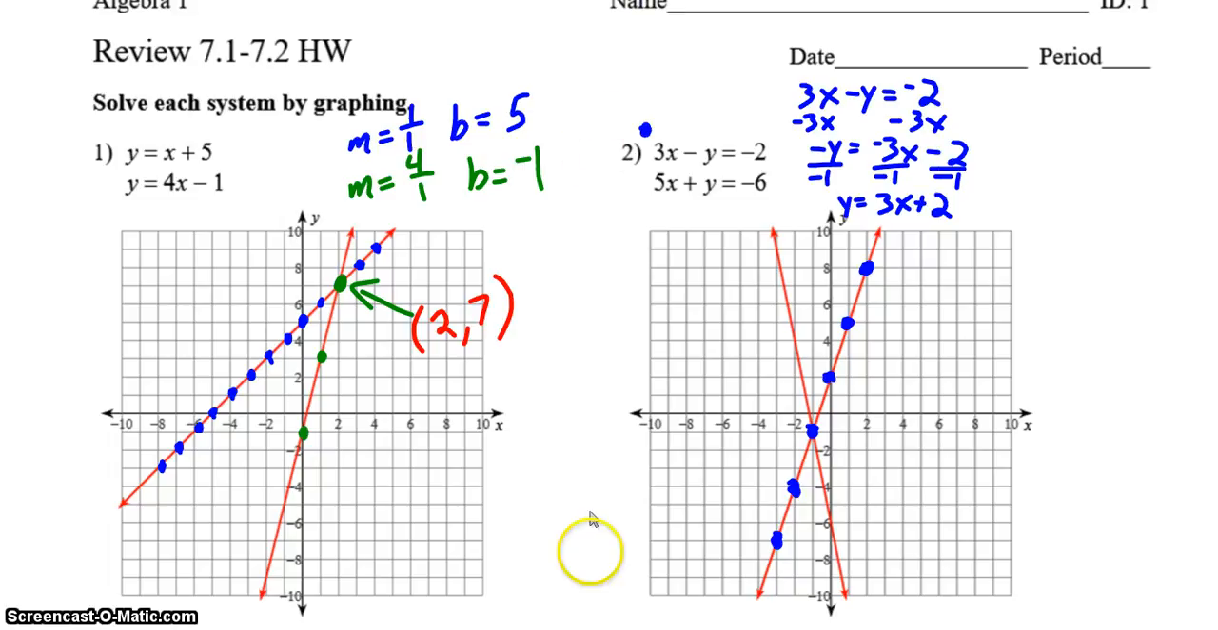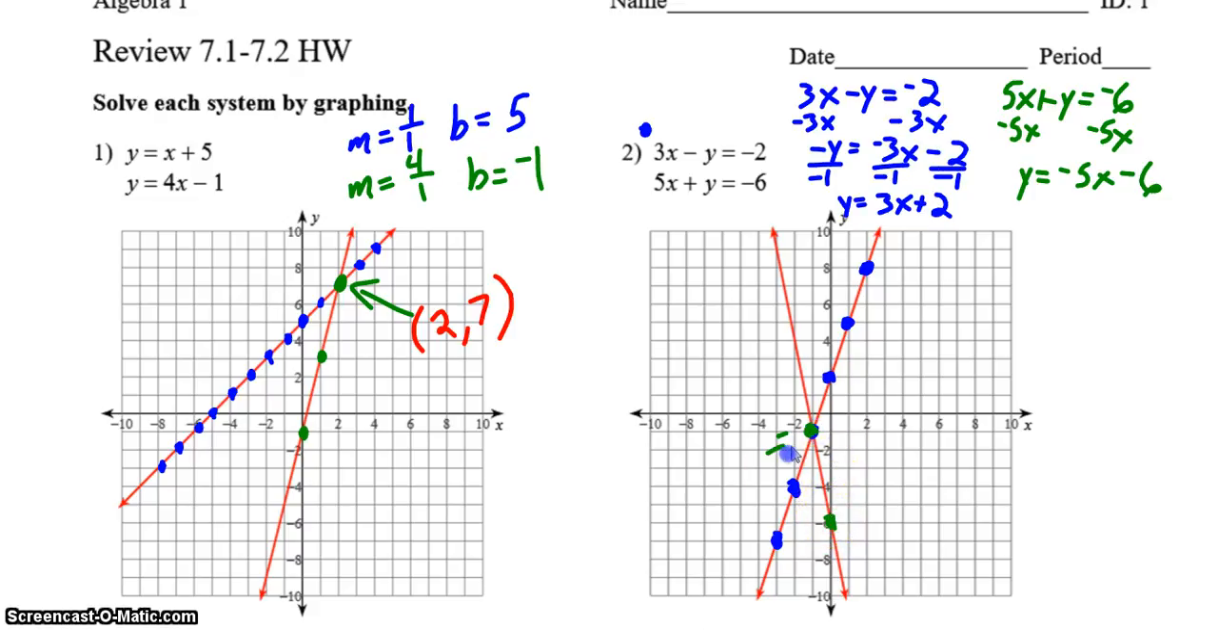Now my second line is 5x plus y equals negative 6. To get y by itself there, I have to move 5x to the other side. So y equals negative 5x minus 6. So this graph starts at negative 6. It then would go down 5 spaces, which would go off the graph, and over 1. Or I can go up 5 spaces and left 1.